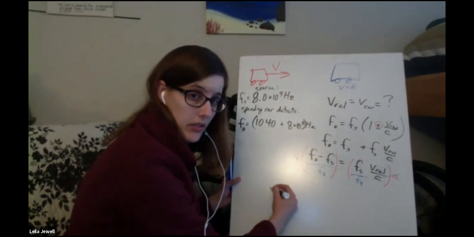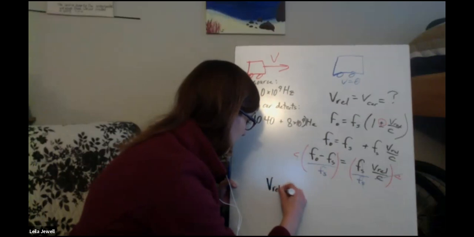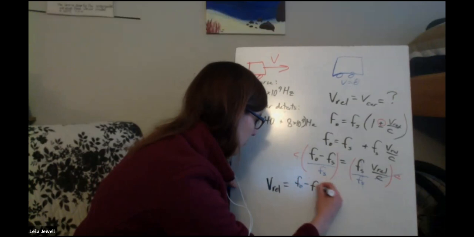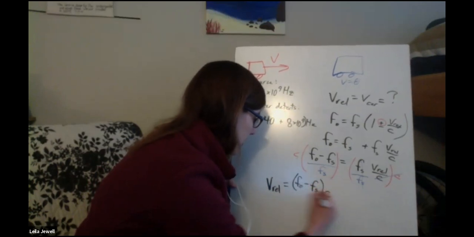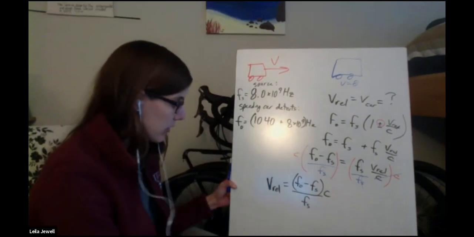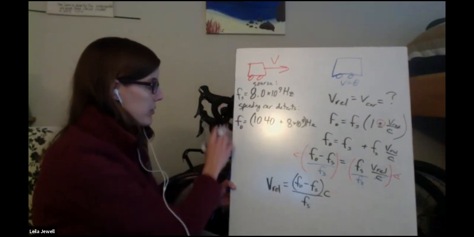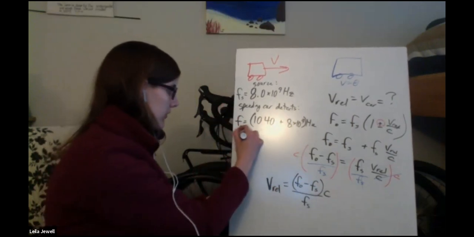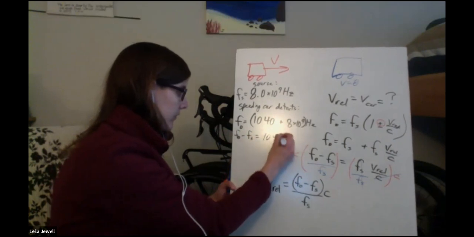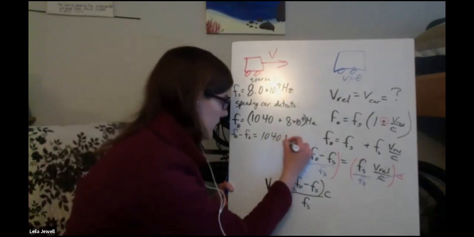And I'm still on the board, so I think we're okay. Sorry for the glare there. So v rel is equal to fo minus fs times c divided by fs. That's the full simple equation. One cool thing to note, fo minus fs, the difference between these is just going to be 1040. So we can save ourselves some work by just plugging in 1040 hertz.